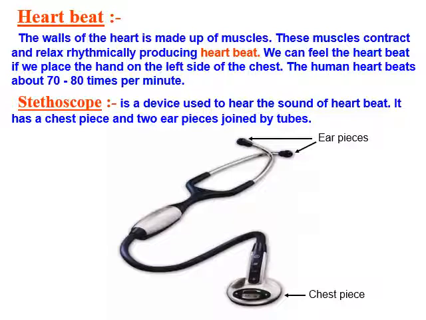Heartbeat. As we all know, the walls of the heart are made up of special muscles known as cardiac muscles. These muscles contract and relax rhythmically, producing heartbeat. We can feel the heartbeat if we place the hand on the left side of the chest. The human heart beats about 70 to 80 times per minute.